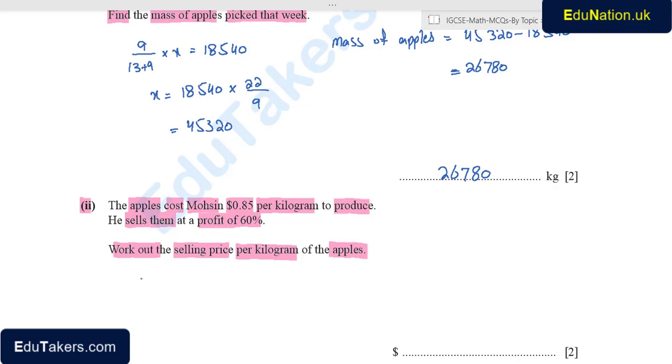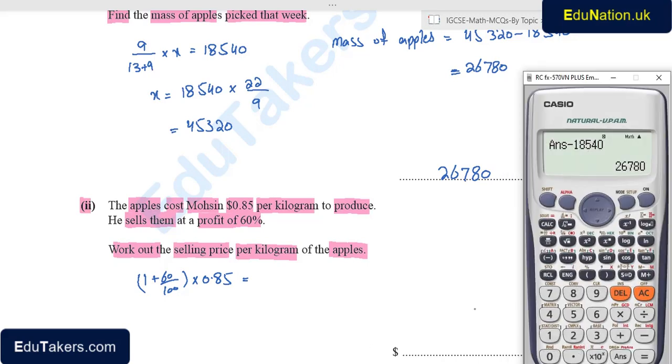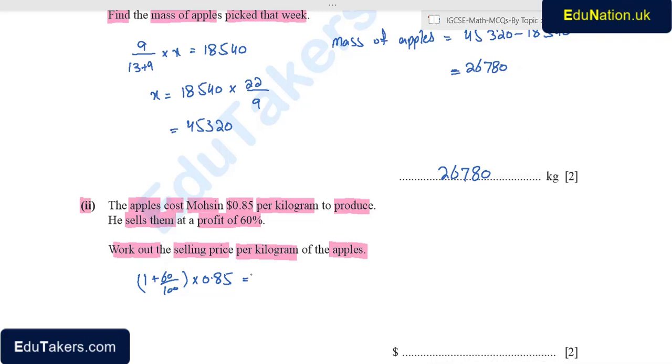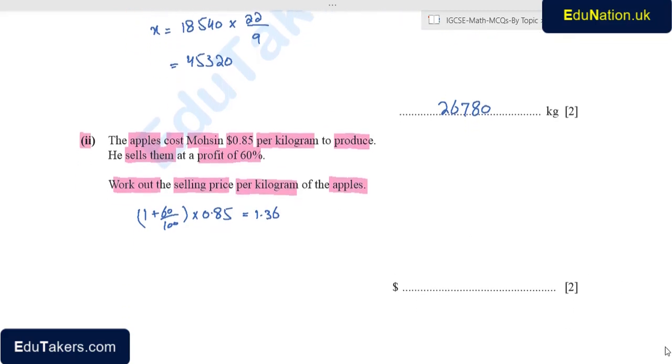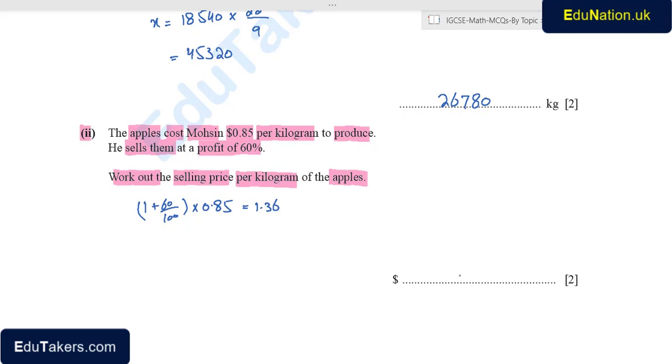Profit is 60%. This will be 1 plus 60 over 100 of 0.85. 1 plus 60 over 100 of 0.85 is 1.36. So selling price is $1.36 per kg of the apples.